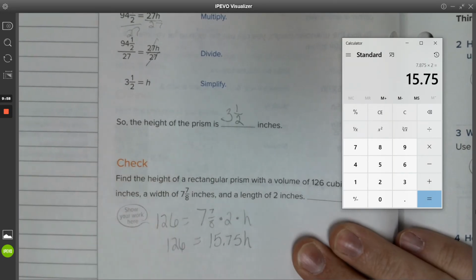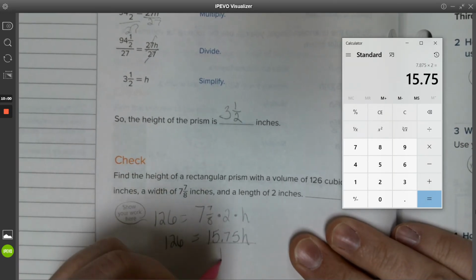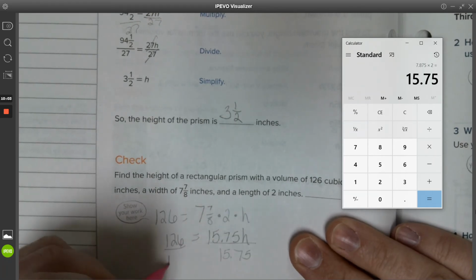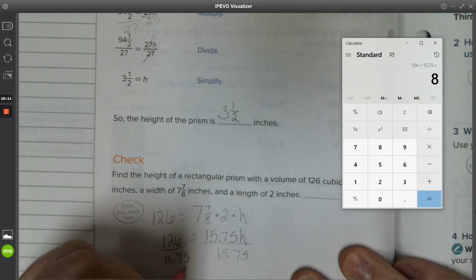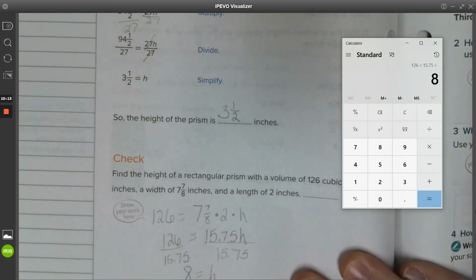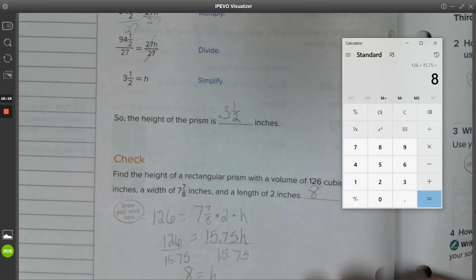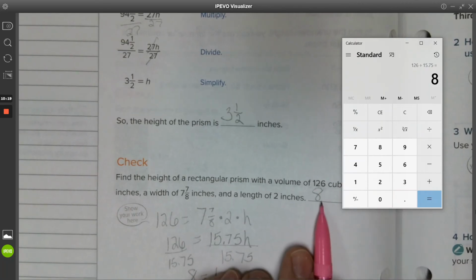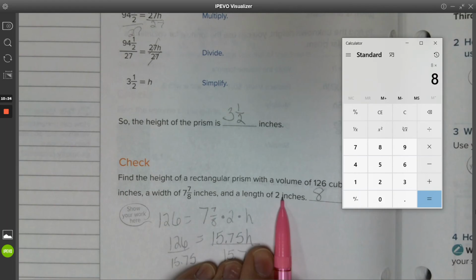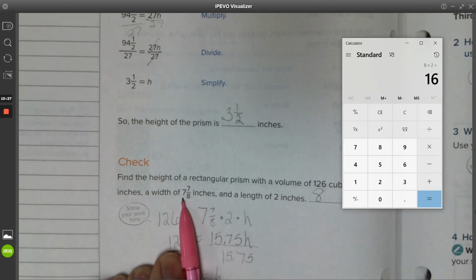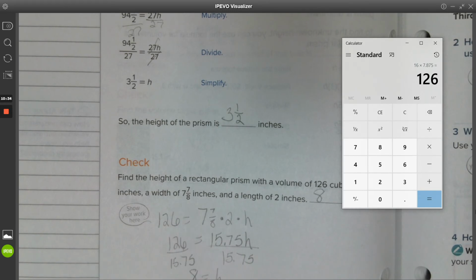Then I have 126. Now remember, to get that by itself, we divide by 15.75. Our answer should be 8. So the height is 8 inches. Now to double check our work, we can put it back into the problem. 8 times 2, so times 2 equals 16, times 7 and 7/8, which is 7.875, and we should get 126. We know that it works.